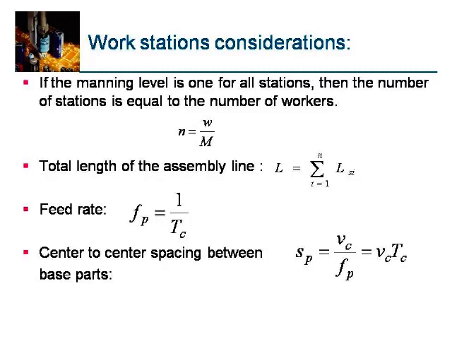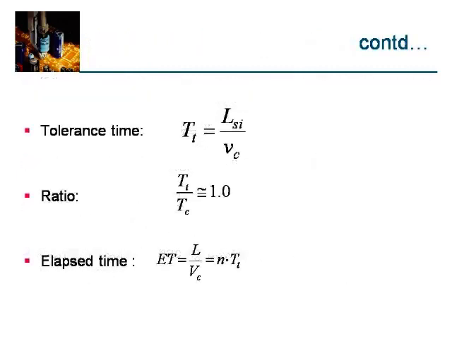And feed rate, we can easily calculate: FP is equal to 1 by TC. The center to center spacing between base parts is SP is equal to 1 by FP into VC, or VC into TC. Thus, tolerance time, that means the total amount of time available in a workstation zone, is TT is equal to LSI divided by VC. The ratio is TT divided by TC, which should be equal to 100%. Lapse time is ET is equal to L by VC, or N into TT.